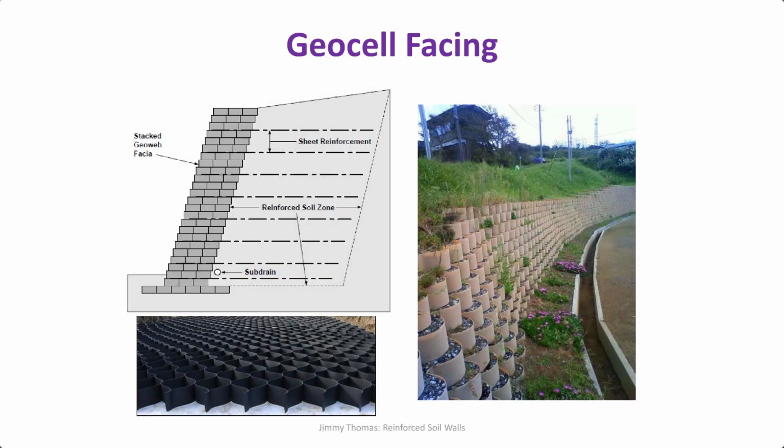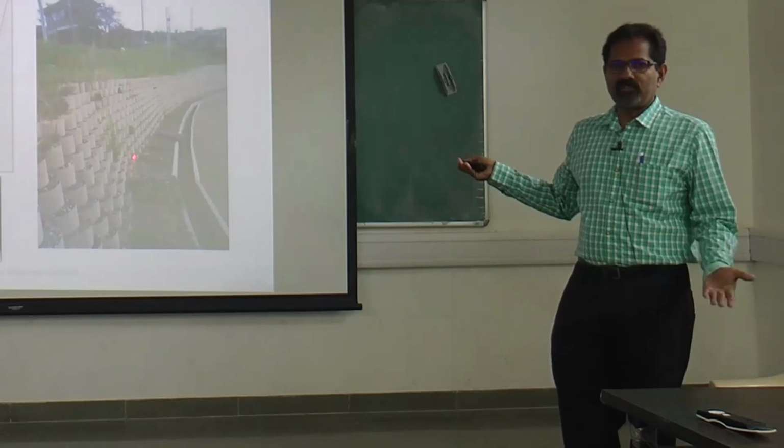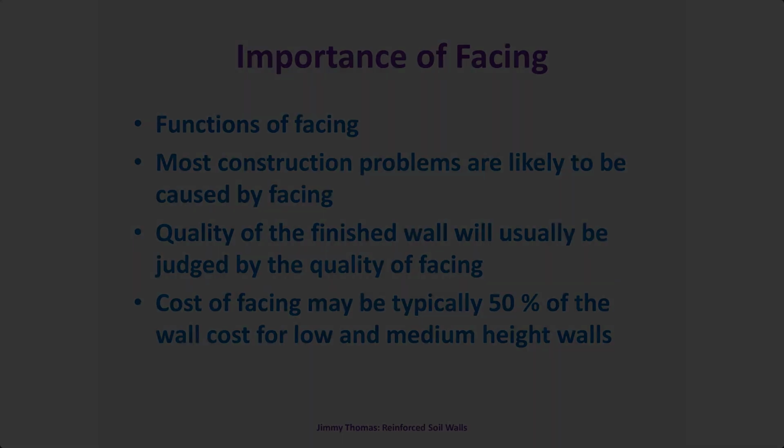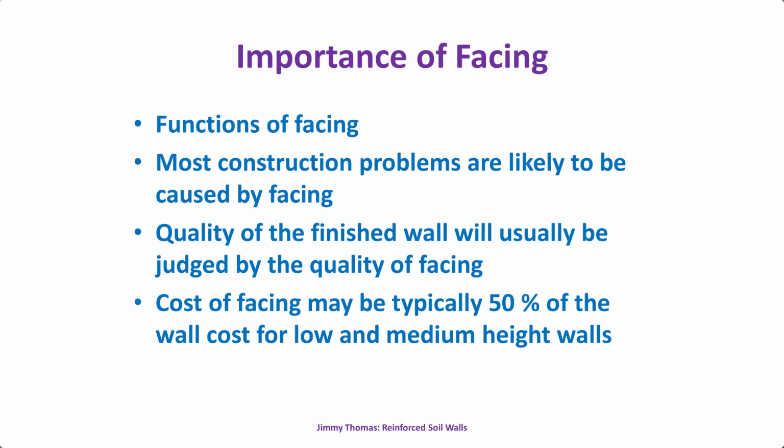Then we can have geocells. These are the types of geocells. The same way as blocks, we can stack geocells and geogrids go in between. We can have vegetation, or we can place stone, or sometimes even concrete. Then we can also have gabions.